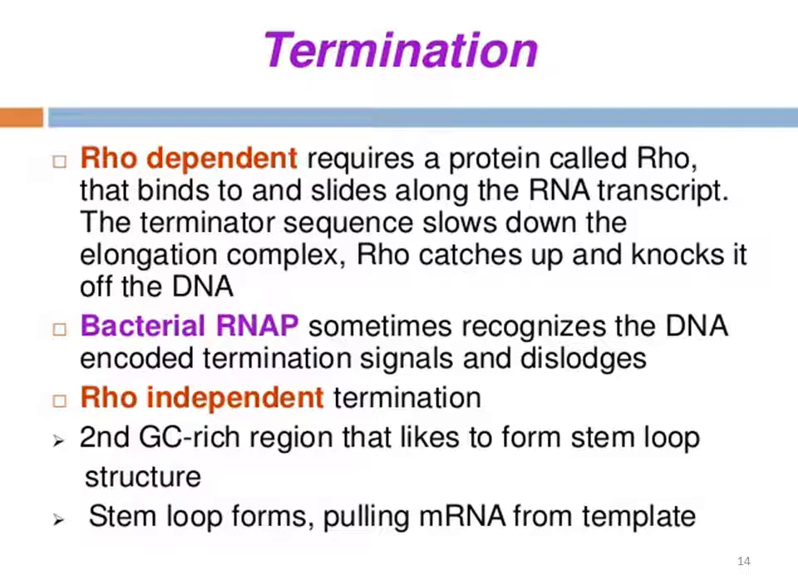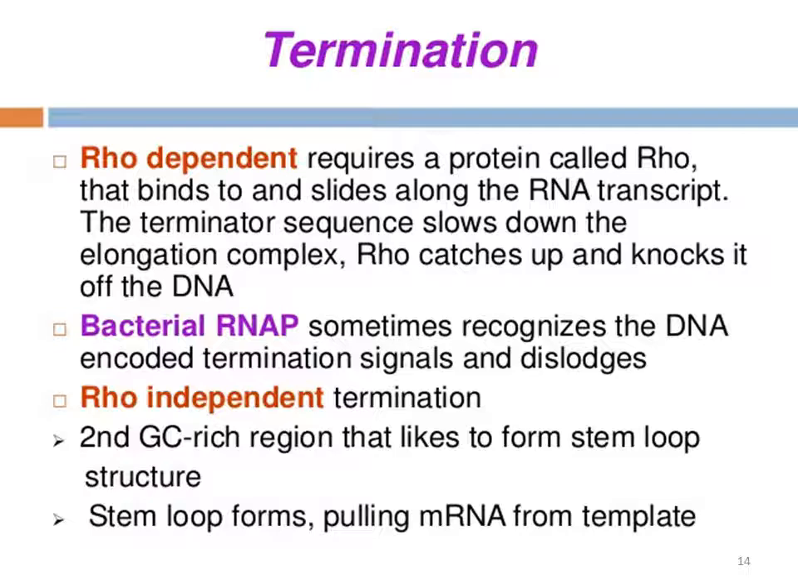Bacterial RNA polymerase sometimes recognizes DNA encoded termination signals and dislodges. Meaning in bacteria, when RNA polymerase gets the termination signal, when it is reached, then the RNA polymerase will separate from the DNA molecule. If RNA polymerase is separated from the DNA molecule, the newly synthesized RNA transcript will also be separated.